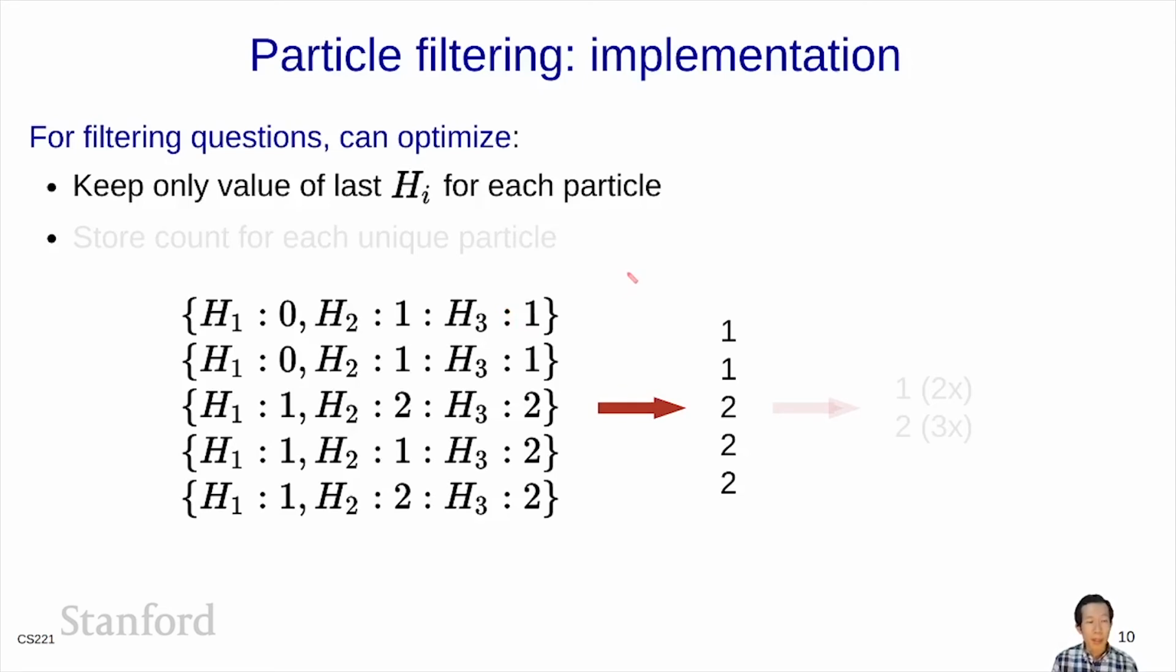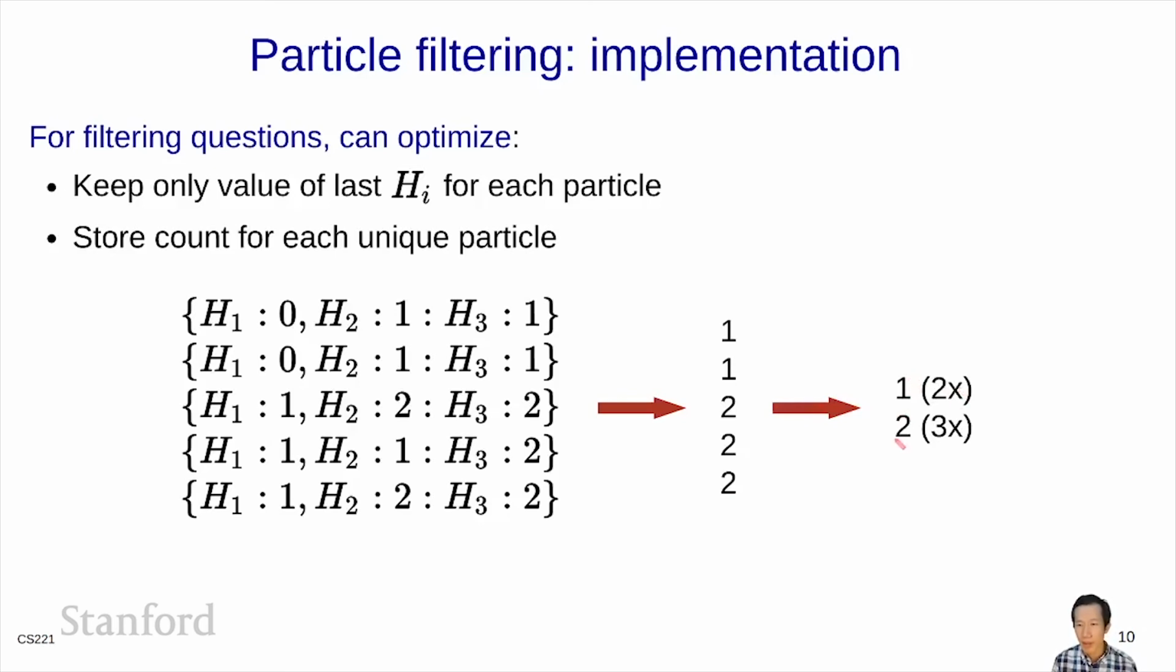So I'm going to only look at H3, because this is sufficient to continue the algorithm forward. And furthermore, if you have multiple particles that have the same value, you can actually just store the counts, as we saw in the demo. So 1 occurs twice and 2 occurs 3 times.